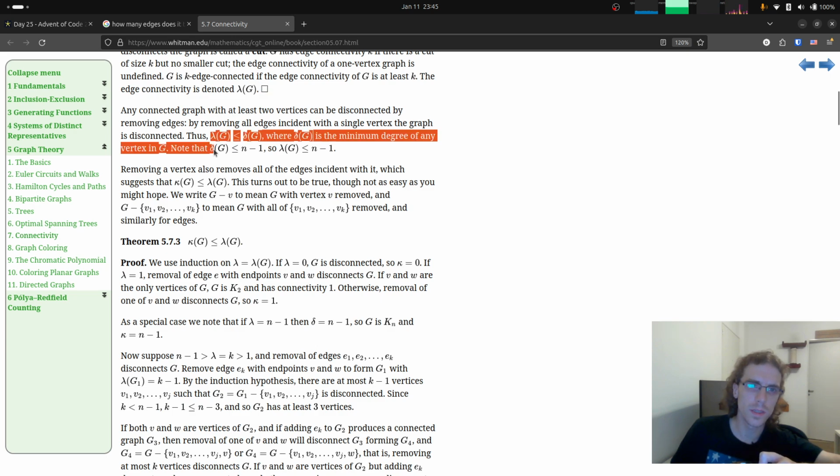Well, this is what we already have observed, I think. Any connected graph with at least 2 vertices can be disconnected by removing edges. By removing all edges incident with a single vertex, the graph is disconnected. Thus, lambda G is less than this Greek symbol, I think it is rho or something, where rho G is the minimum degree of any vertex in G. Know that rho G is less than n-1.